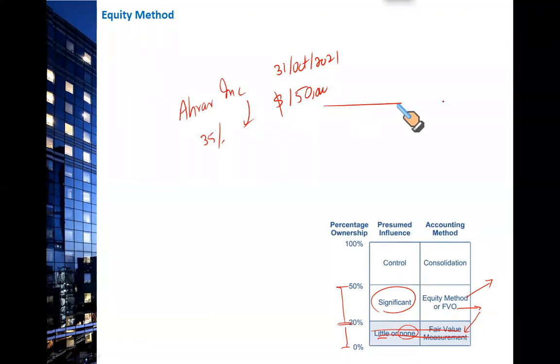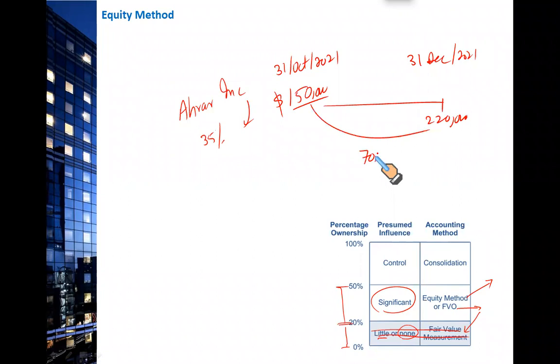Now, when the year closes on 31st of December, 2021, the investment now has a fair value of $220,000. What I'm going to do is book this $70,000 as my gain in my income statement, right? What happens next year? On 31st December 2022, the investment falls to $190,000. So in the next year, I'm going to report a $30,000 loss in my income statement.